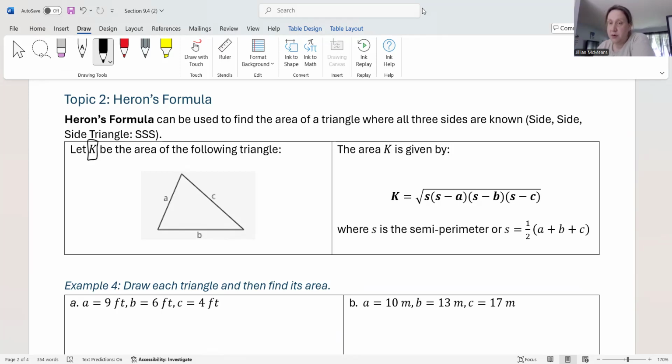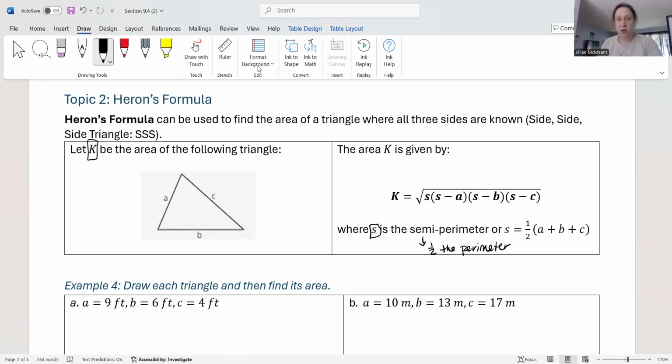K equals the square root of S times S minus A, so side A, times S minus side B, times S minus side C. And S in this case stands for the semi-perimeter. So you would take the perimeter of the triangle, so you add up all of the sides, and then you just multiply it by a half or divide it by two. So it's essentially just half the perimeter. In these situations, you're going to have to find your semi-perimeter first and then use Heron's formula where we do the square root stuff.